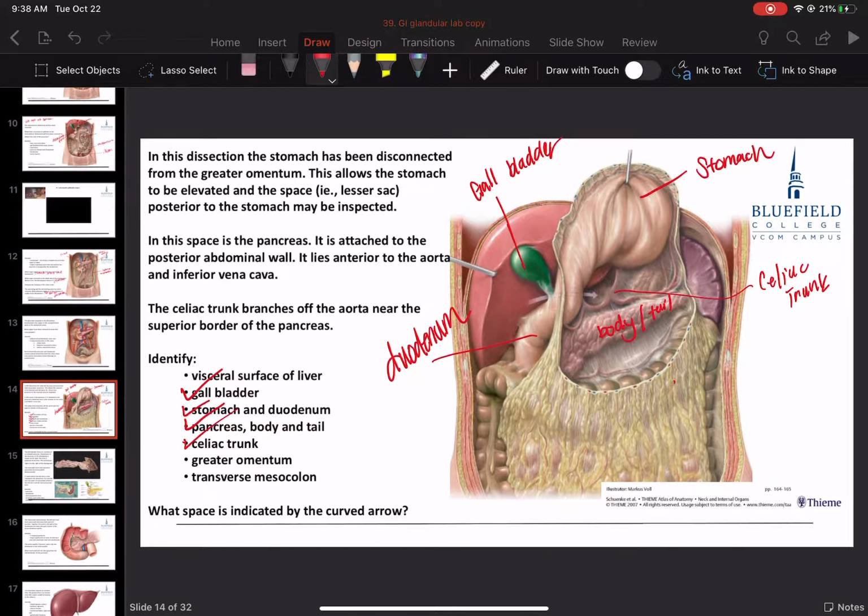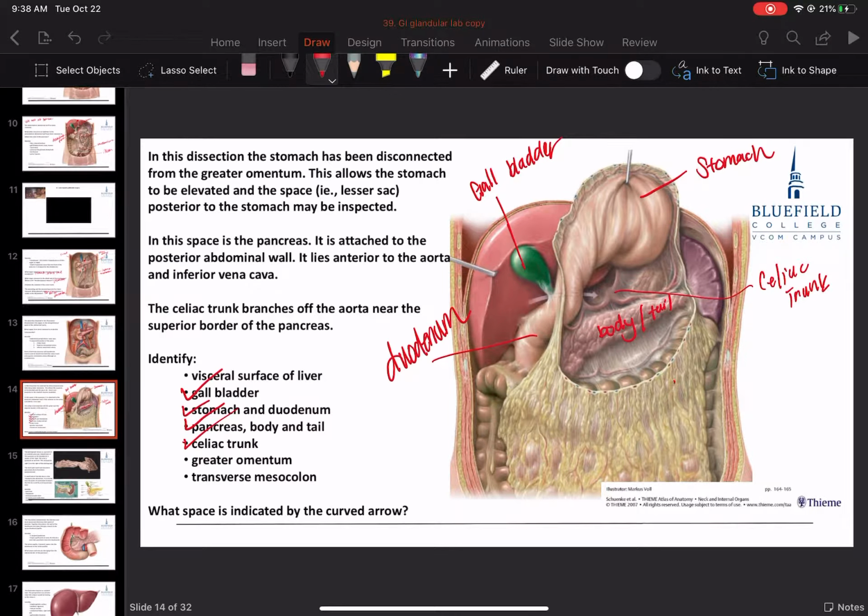Good. Yeah, so all we've done here, this is a little bit complicated. We've transected the greater omentum and lifted the stomach. So now we've lifted the greater curvature of the stomach. So here is the lesser sac. This is the lesser sac, and the only way out of there without a scalpel is to go through this omental foramen right here that the curved arrow is in. This, of course, is the celiac trunk.